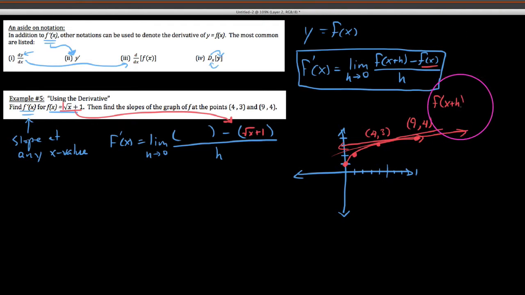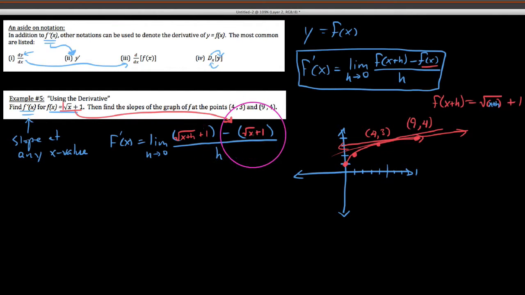If I were to find f of x plus h, this would mean in my original function, wherever I see an x, I'm going to plug in x plus h. So our function here becomes the square root of x plus h, plus 1, minus the square root of x plus 1, all over h.